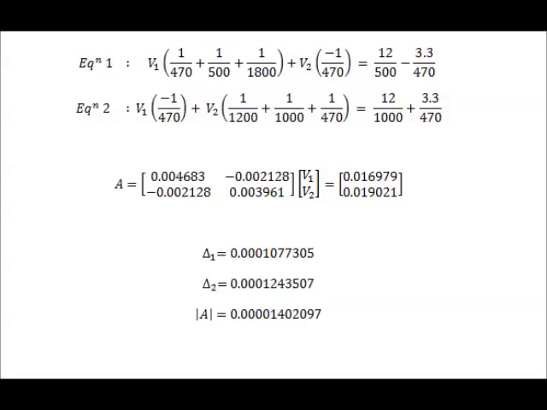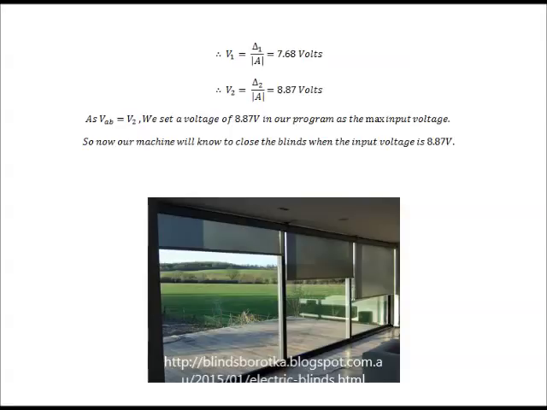To solve for V1 and V2 easily, we put our equations into matrix form and calculate our determinant. Then we simply put both together to find our node voltages V1 and V2. So now we know that an input voltage of 8.87 volts will be the boundary condition to close the blinds.